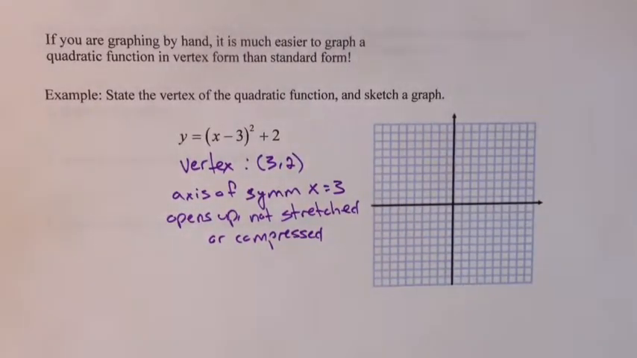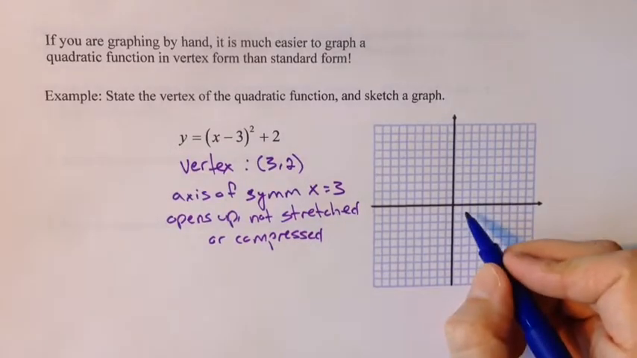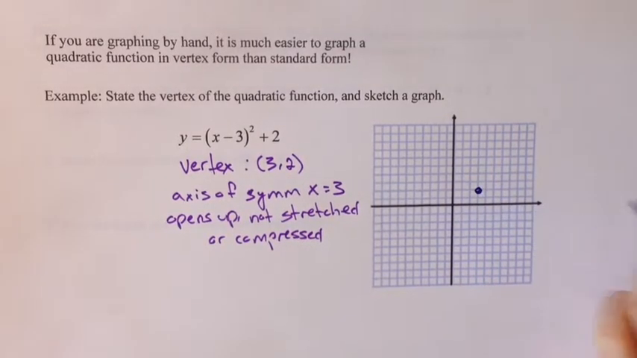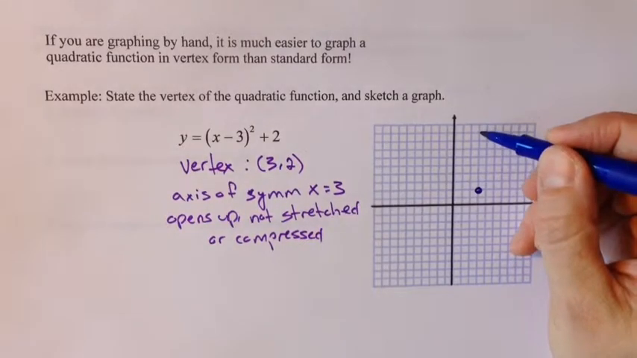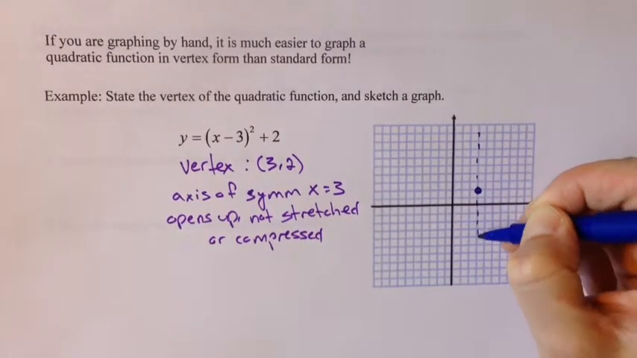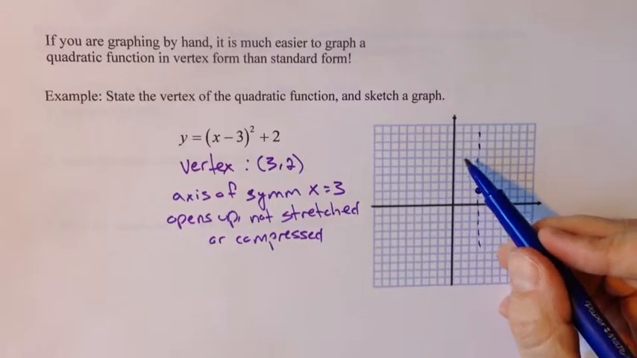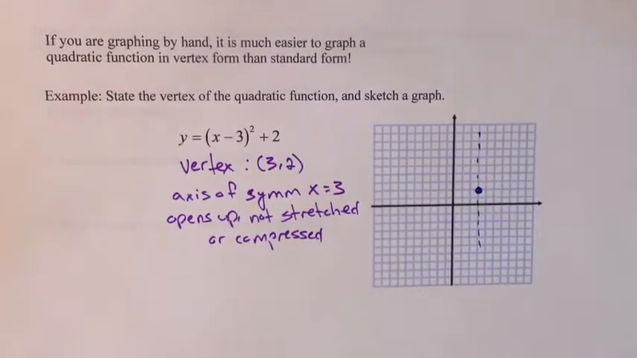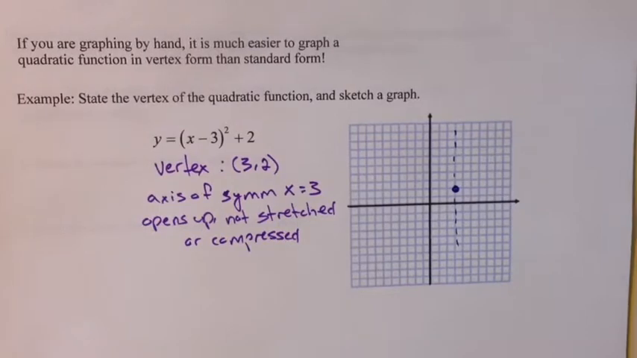Now, this isn't quite enough information to get an accurate sketch, but it's pretty close. So the first thing I'm going to do is sketch my vertex, which comes over at 3 and then up 2. There's my vertex. I also know that there's an axis of symmetry that goes right through that vertex. My parabola is going to be opening up, and it's going to be the same on either side of that axis of symmetry. The next thing that I'd like to do is make a little table of values and plot at least one or two other points.